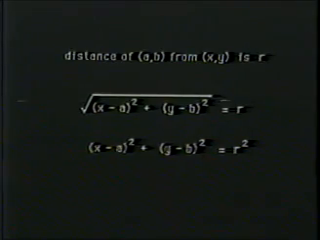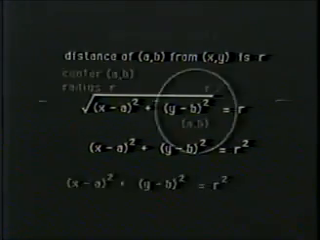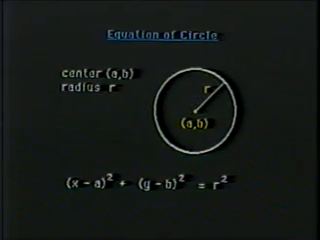And of course, this works for every point x, y on the circle because the distance is the same in every case. And that gives us the equation of the circle. Every point on the circle satisfies the equation, and no other point satisfies it.